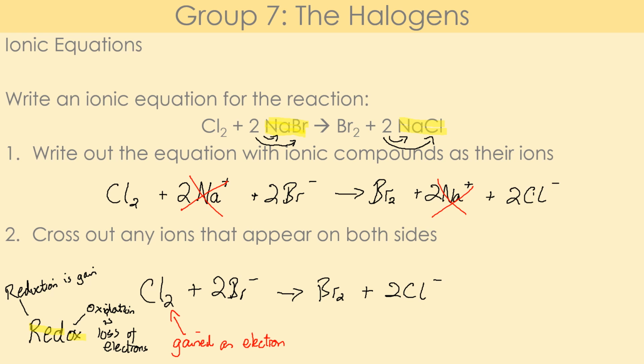Because it's gained an electron, it has been reduced. And my bromine has lost electrons to go from being a bromide ion to a bromine atom or a bromine molecule. So this has lost an electron. Check, it's lost 2 electrons because we've got 2 bromines there. So we've lost electrons, and therefore it has been oxidized.